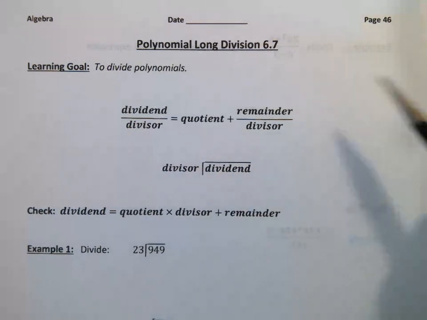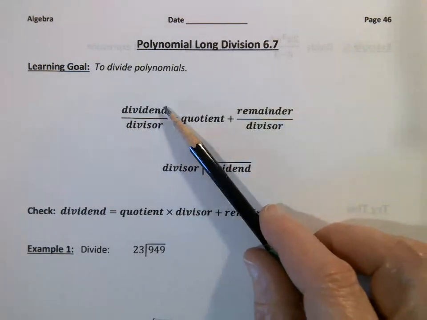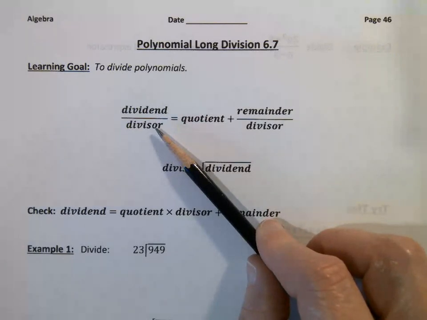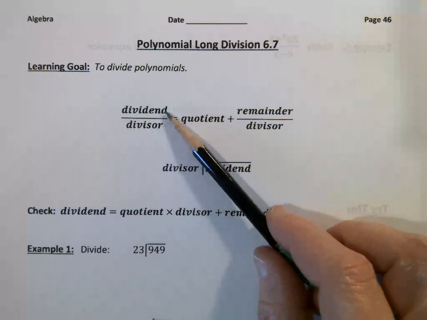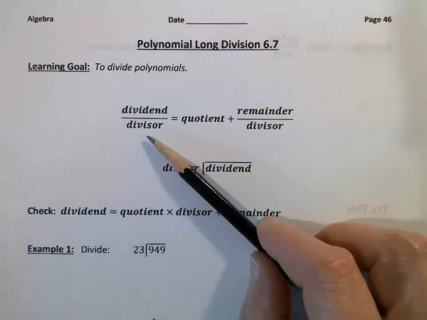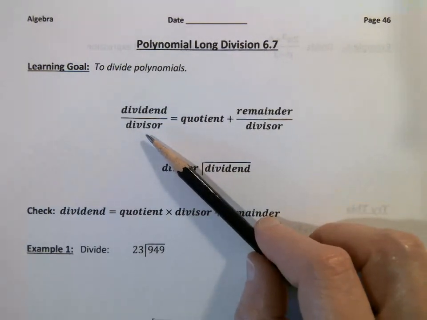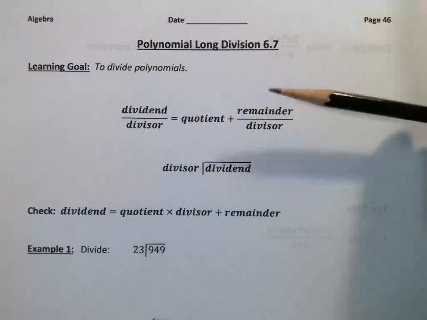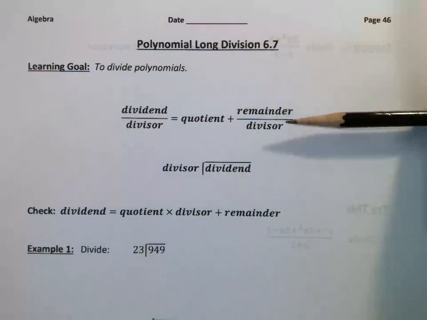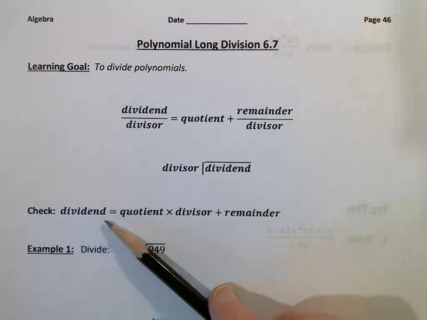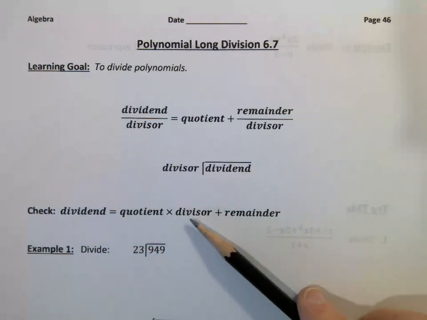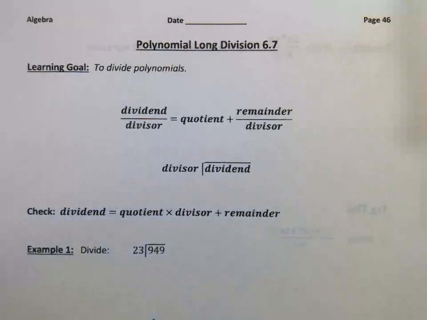Okay, so here's some things to remember. The dividend goes over the divisor. The number on top is your dividend. It's what's being divided. The number in the denominator is the divisor. It's what you're dividing by. That's equal to the quotient and whatever remainder you get over the divisor. The way you would check it is you would take the quotient times the divisor plus the remainder. And this, we'll get to it.